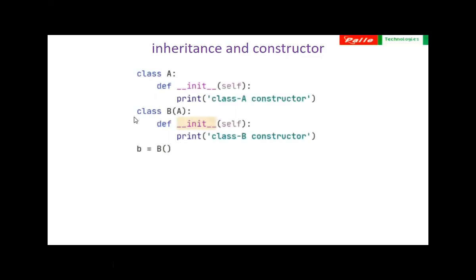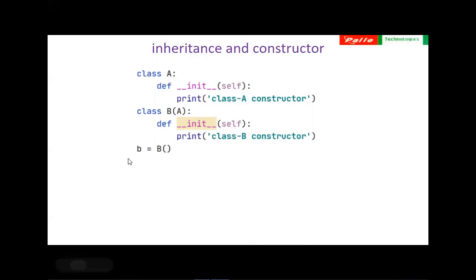I have created a class called A. Inside this class A, I have one method. What kind of method is this? It's a constructor, correct? Inside this constructor, I'm printing some message. Similarly, I have created a class called B. This B class is inheriting from which class? A class. Inside this B class, I am creating one more constructor, and inside this constructor, I am printing some message.